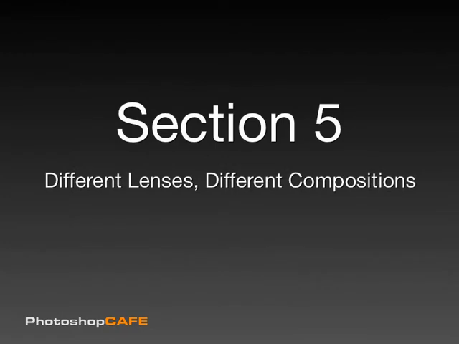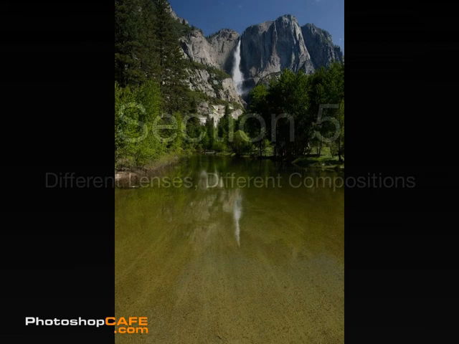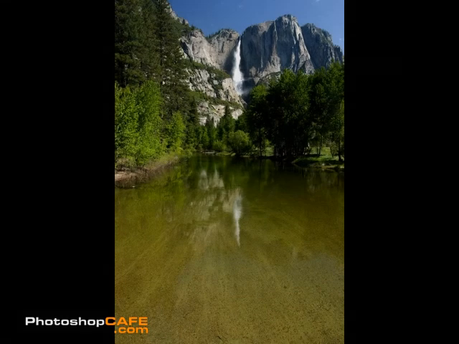In the last section, we talked about how to place your subject within the frame. In this section, we're going to talk about how lenses change the look of your frame. When you use different lenses, different focal lengths from wide to telephoto, it drastically changes the way your images will appear within the frame.